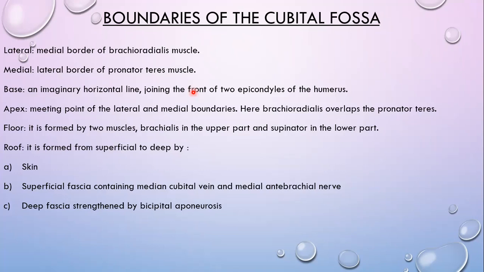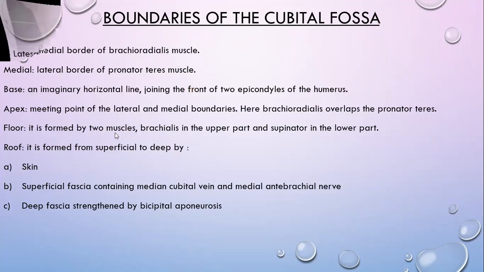The roof is formed by the following structures from superficial to deep: skin, then superficial fascia, which contains the median cubital vein and the medial antebrachial nerve. Also, you have the lateral antebrachial nerve. Then the deep fascia is strengthened by the bicipital aponeurosis on its medial side.